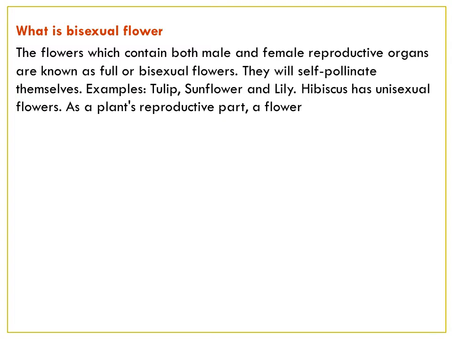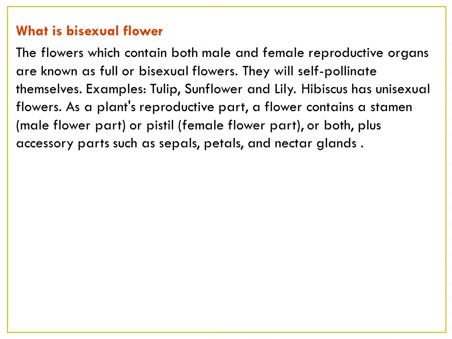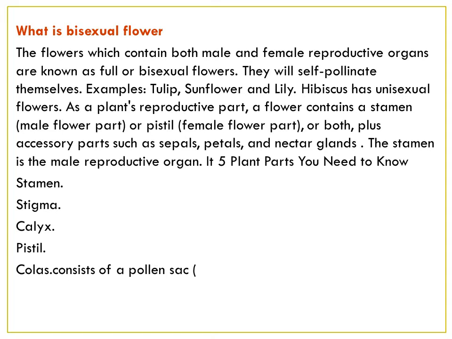Hibiscus has unisexual flowers. As a plant's reproductive part, a flower contains a stamen, the male flower part, or pistil, the female flower part, any one of it or both, plus accessory parts such as sepals, petals, and nectar glands. The stamen is a male reproductive organ. It consists of a pollen sac, anther, and a long supporting filament.